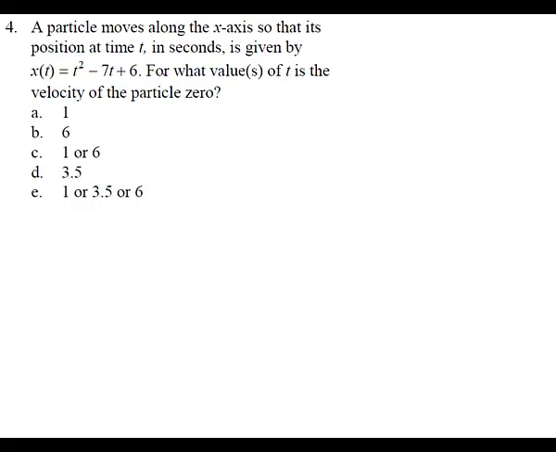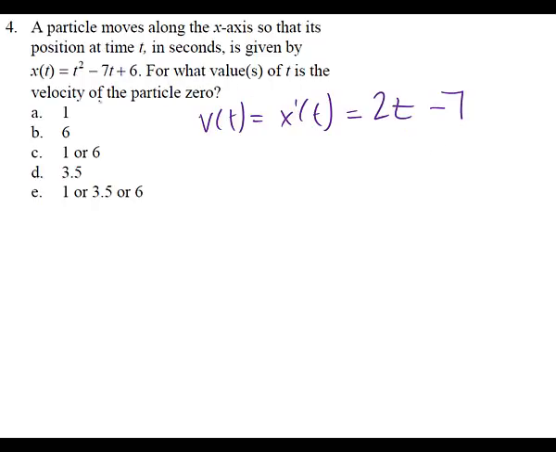Come on, come back. What derivative? First derivative. So to get the velocity, I'm going to take the first derivative of the position. Okay? So what is the first derivative? What's the derivative of t squared? 2t. And the derivative of negative 7t? And the derivative of 6? 0, which I'm not going to write down.